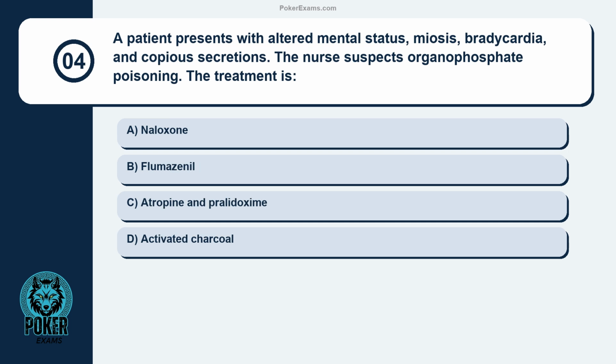Question 4. A patient presents with altered mental status, miosis, bradycardia, and copious secretions. The nurse suspects organophosphate poisoning. The treatment is naloxone, flumazenil, atropine and pralidoxime, activated charcoal.